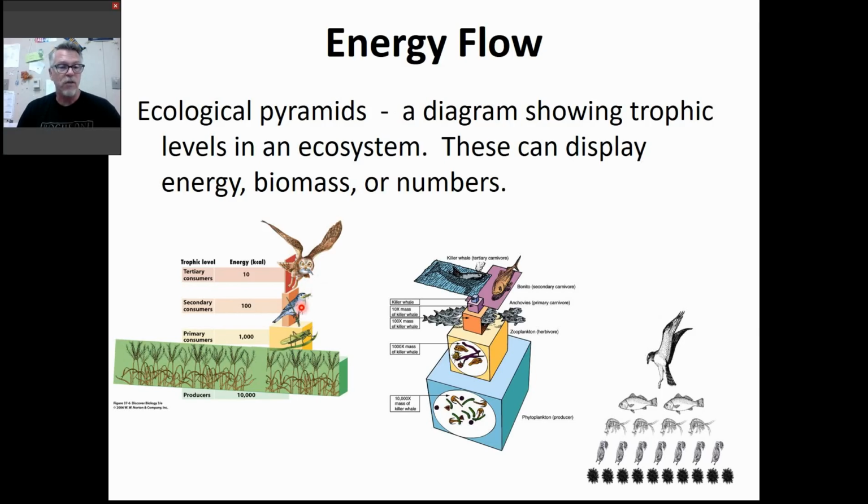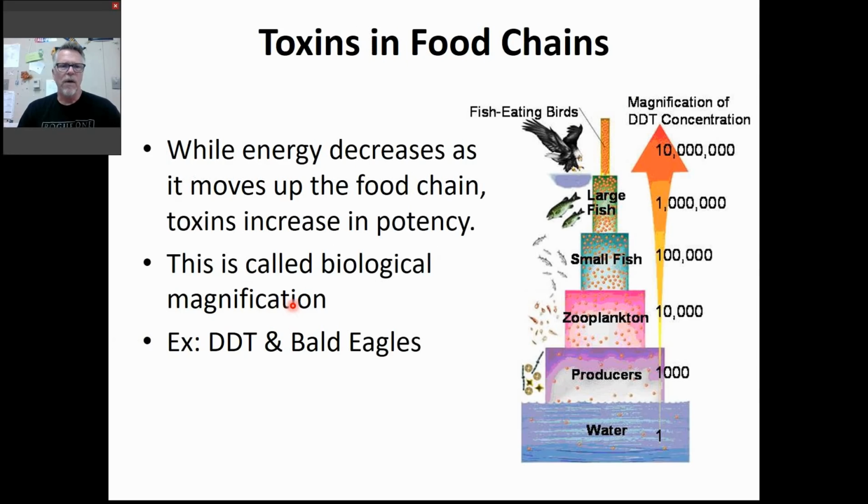This owl can't eat just one bird and be satisfied. That 10 kilocalories, that 10 units of energy that it gets, is not enough to support it. So it's going to need to eat a bunch of birds. Each one of these birds can't eat just one cricket and survive. It's going to have to eat a whole bunch of crickets. So the higher you go on an energy pyramid, the fewer organisms can be supported by the lower levels. In other words, energy availability decreases as you move up a food chain or a food pyramid.